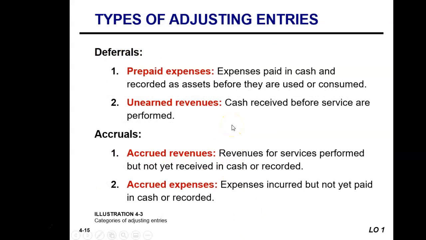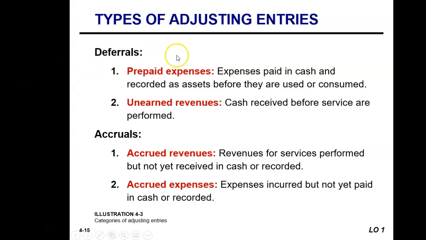Okay? Now, there are different types of adjusting entries, what we call deferrals and what we call accruals. When you think about deferral, think about something has been delayed. We have delayed the recognition of an expense or revenue, and we're now going to make an adjustment to recognize that expense or revenue amount. When you have an accrual, it means that the revenue or expense has already taken place, but it has not yet been recorded. All right?